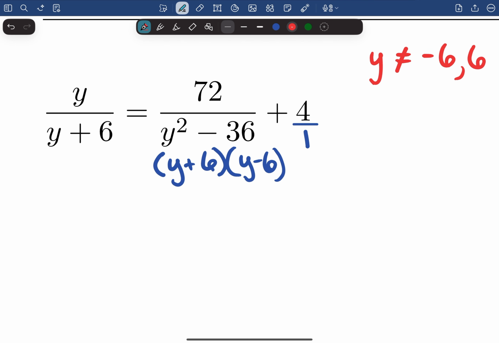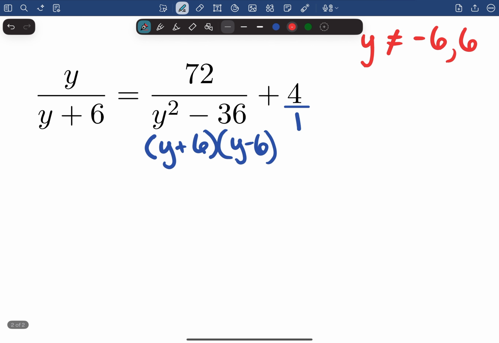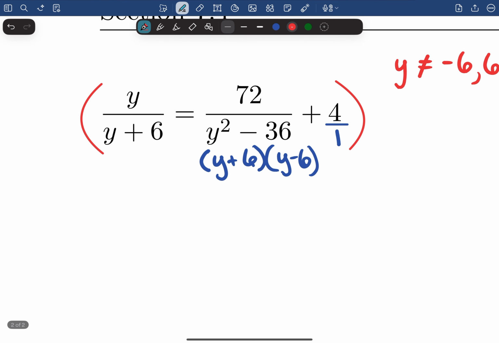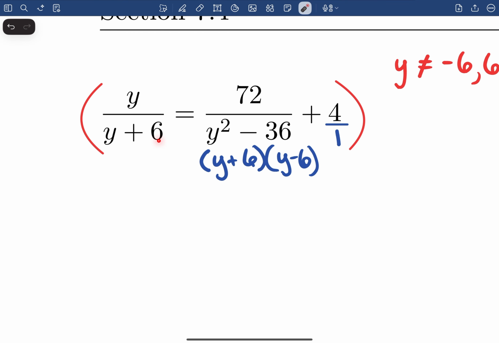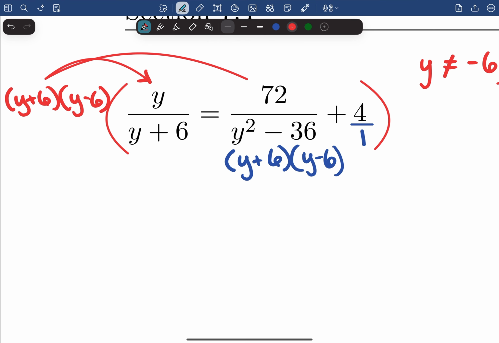So I put a slash through the equal sign. Y cannot equal negative 6 or positive 6. Great, now that I took note of the possible extraneous solutions, I'm going to move forward and multiply the entire equation by the LCD. And the least common denominator of this denominator and this denominator is y plus 6 times y minus 6. And I'm going to multiply these factors into all of the terms of the equation, one at a time.